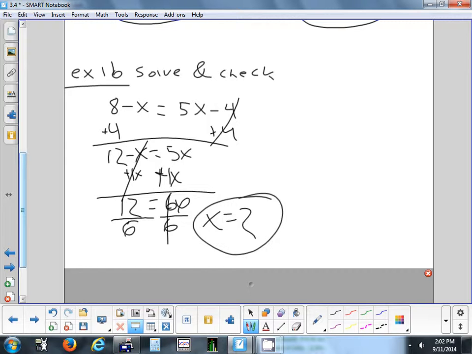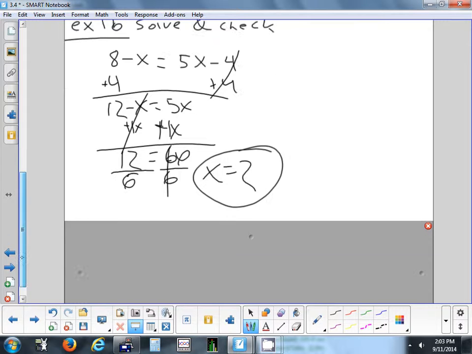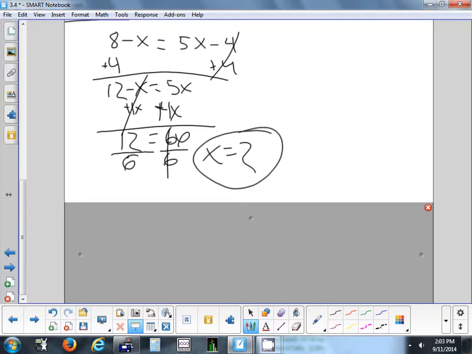Any questions on that? The final answer, x equals 2.